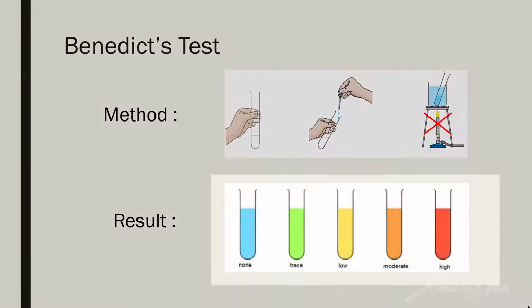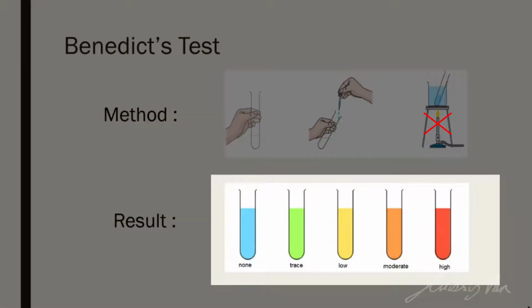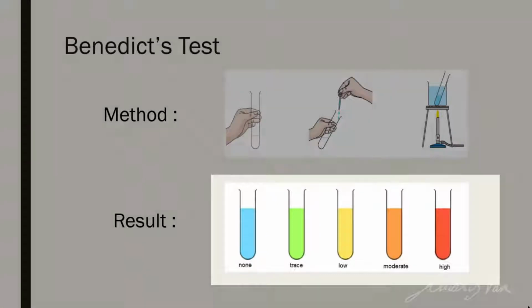Then, if there's no reducing sugar, it will still be a solution that is blue. When there's very little or trace of reducing sugar, it will be a green precipitate. If there's a low level, it will be yellow. If there are more, it will be an orange precipitate. And lastly, if it's high, it is a red precipitate. So this is for carbohydrate.